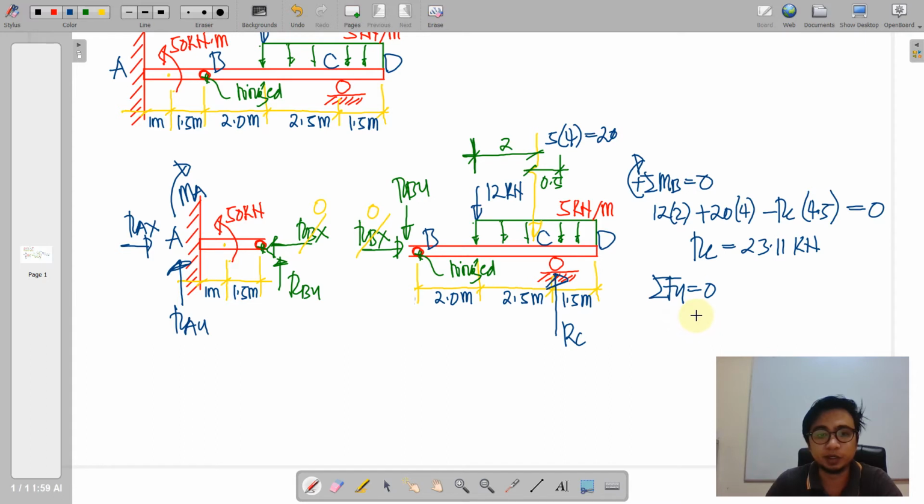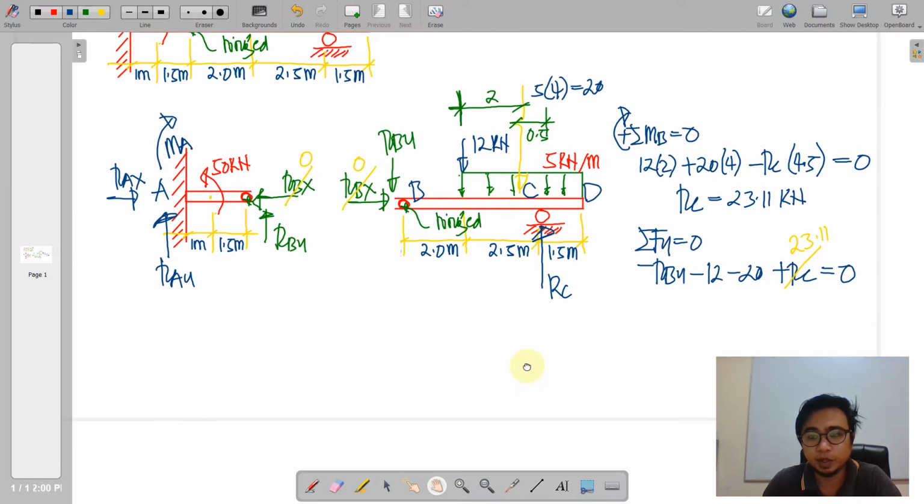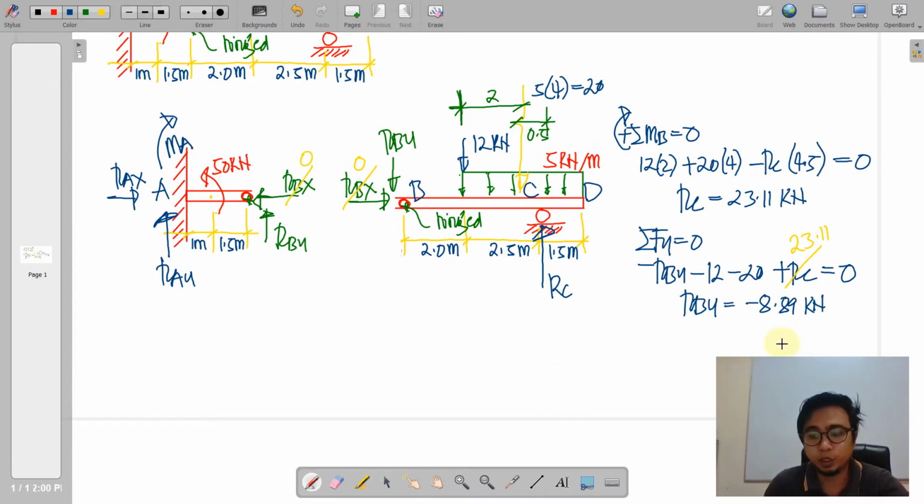Okay, so from this RC, we can also now employ the value of RBY, that is by applying equilibrium equations on the vertical. So we can say that negative RBY, that is downwards, another downwards 12, and then another downwards 20, plus an upwards RC, which is actually 23.11, and this must be equal to 0. So solving for our RBY, we have negative 8.89 kilonewtons.